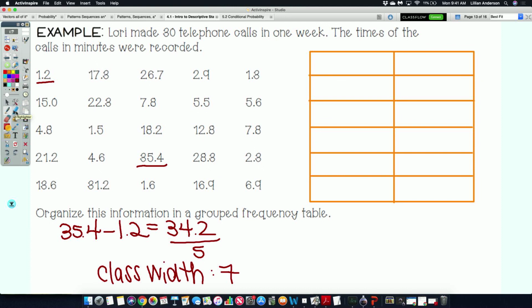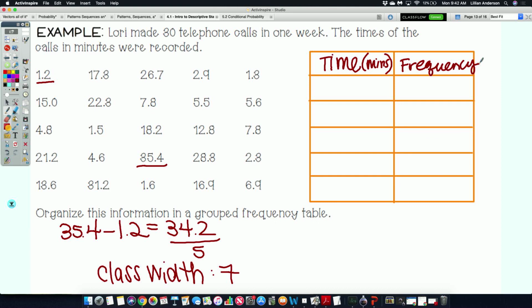What am I going to title the left column? Time recorded, time of calls. This is in minutes. And then the second column is going to be frequency. Okay.